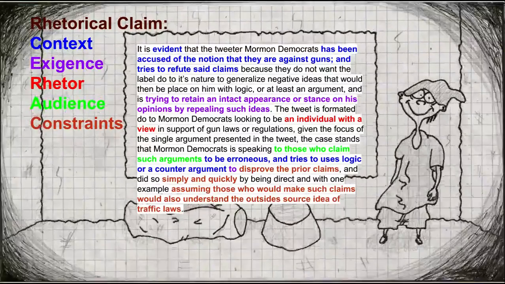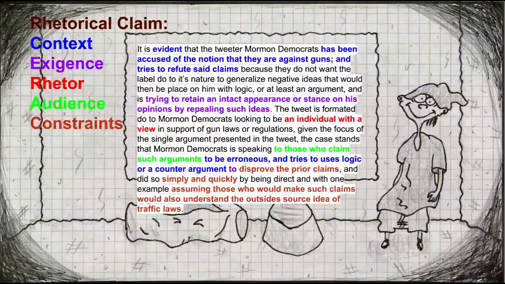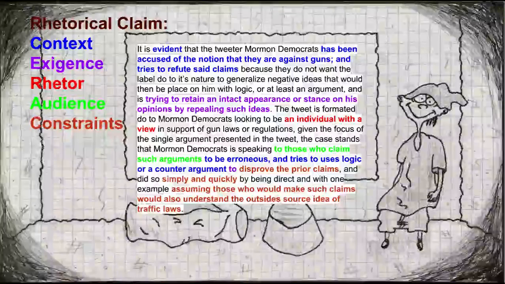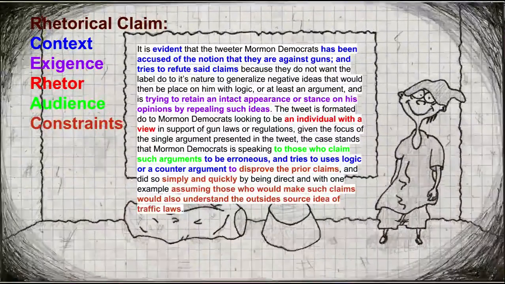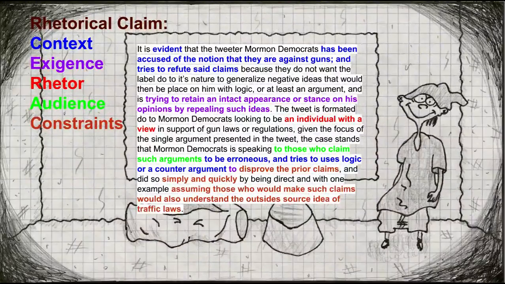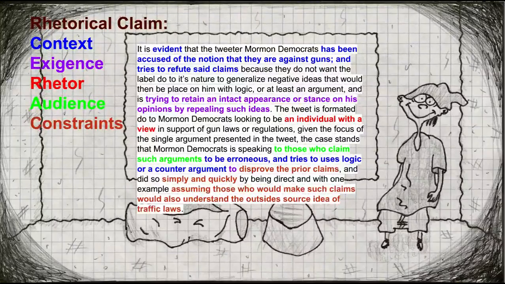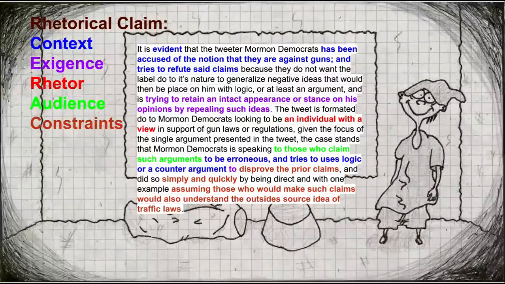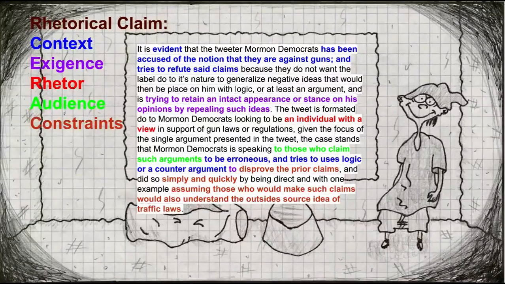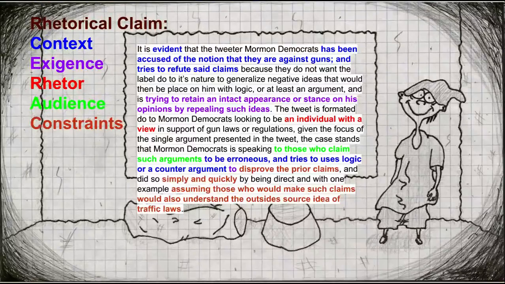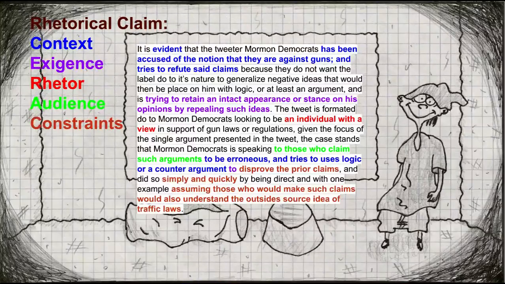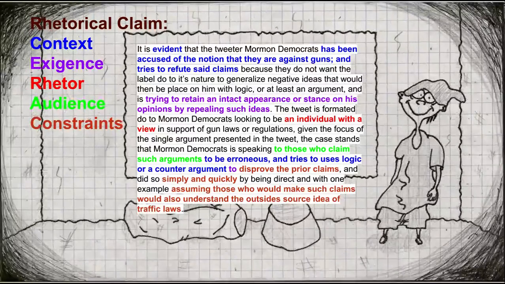In general, we're making the claim that he's trying to defend himself, because he's an individual with a view, and he's had claims made against him. He disagrees with the claims with logic, and tries to use logic as well as our own subjective reasons for defending ourselves. That just shows you, with just that one simple tweet, you can go down so many rabbit holes.